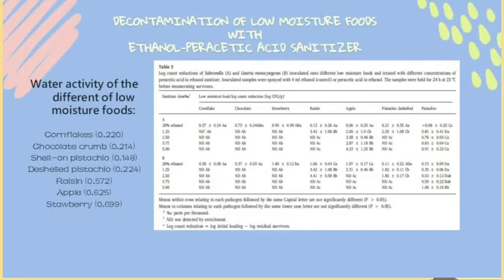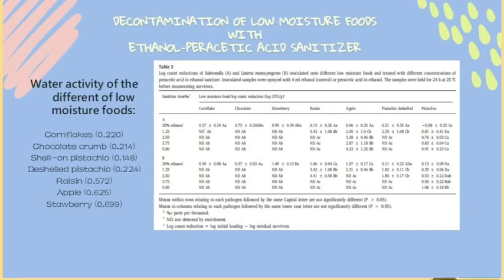In this slide we can see the result of decontamination of low moisture food with peracetic acid sanitizer. In table number 3, we can see that Salmonella is presented as A and Listeria monocytogenes is presented as B, inoculated into different low moisture food and treated with different concentrations of peracetic acid in the sanitizer.